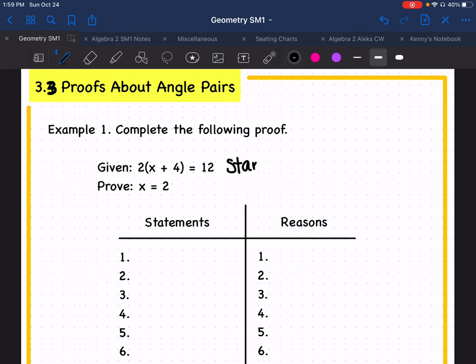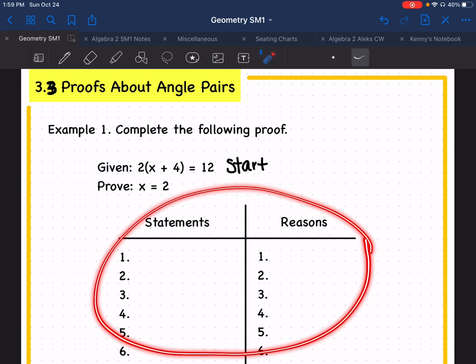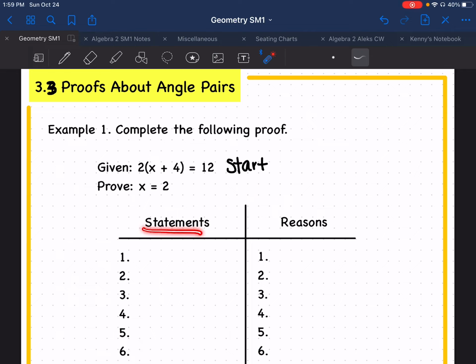here with a given. So the first thing I'm going to do is make a chart, a table where I have the statements on the left side and the reasons on the right. And I've already gone ahead and set this one up for us so that we know that there are 6 statements and 6 reasons. Every statement that we make must have a reason to go with it. Let's go ahead and get started.